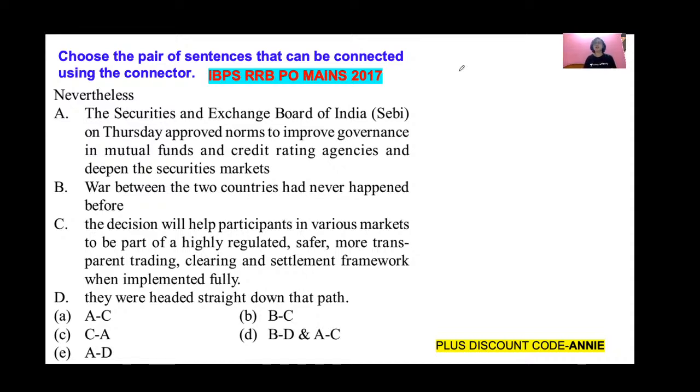Yes, Ram, in RRB the level of English will be easier compared to SBI exams and also compared to IBPS exams.